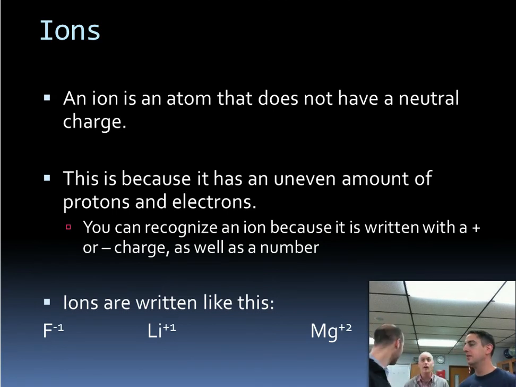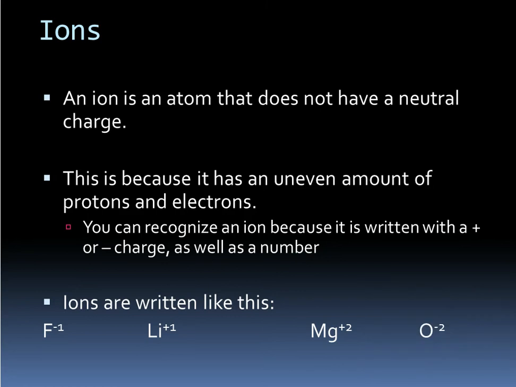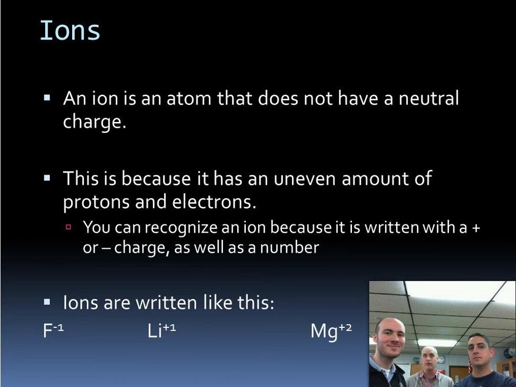All right, ions. An ion, instead of changing the number of neutrons we have in the atom, we're going to leave those alone. We're actually going to change the amount of electrons that we have. So it does not have a neutral charge. An ion will have either a positive or negative charge, depending on if it either lost electrons or gained electrons.